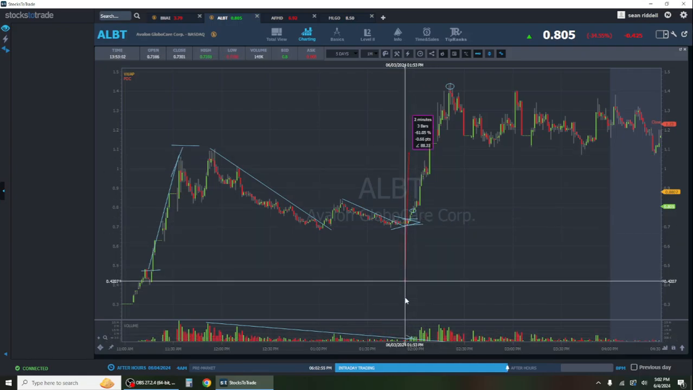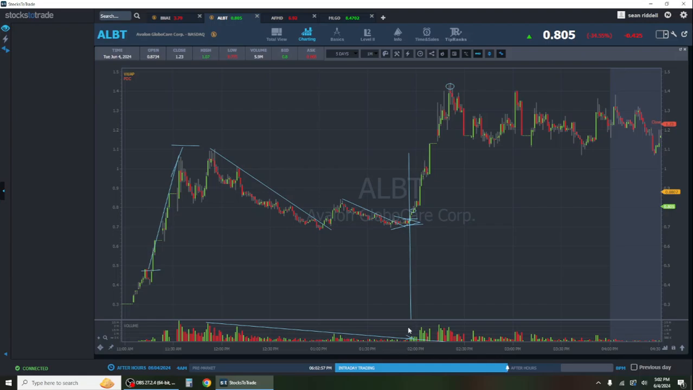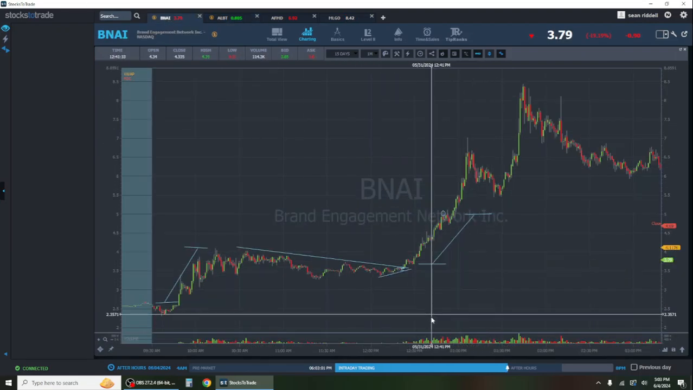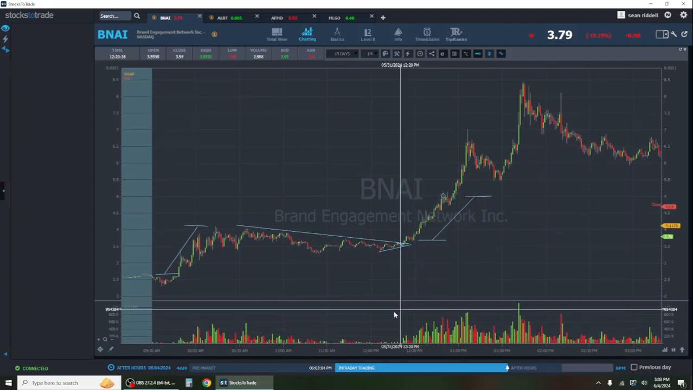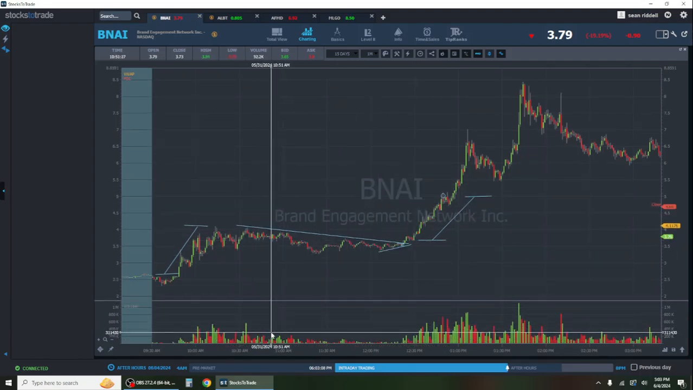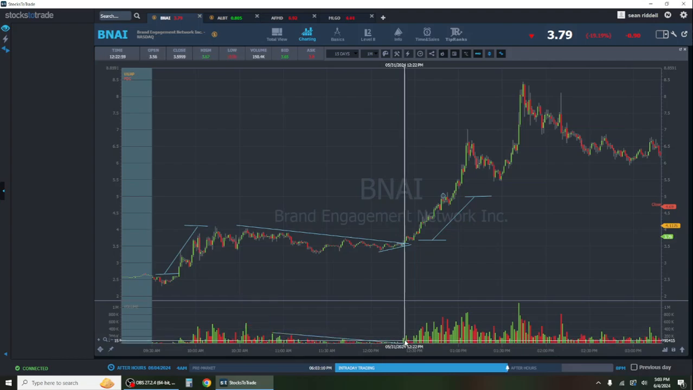Right here. Notice that. Again, do we have a volume wedge here? Oh, it's a thing, right? Look where it leads you to. The best entry.